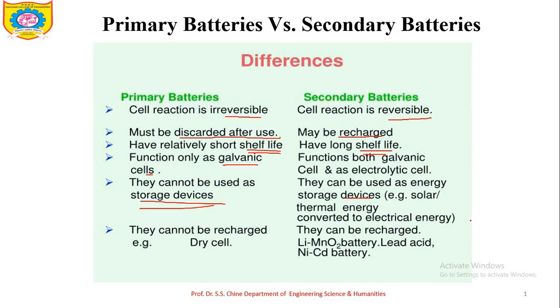For example, solar or thermal energy can be converted to electrical energy. And the last one: primary batteries cannot be recharged, whereas secondary batteries can be recharged. There are various examples of these primary and secondary batteries that we are going to discuss.